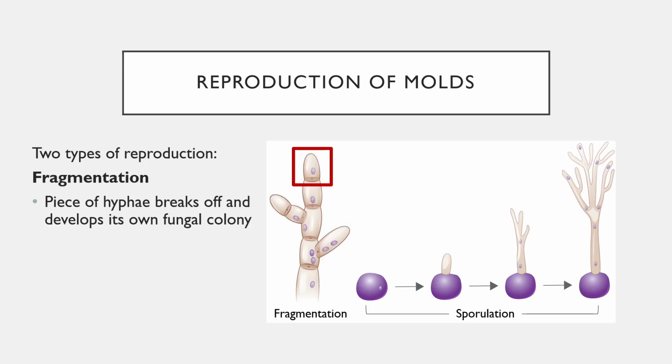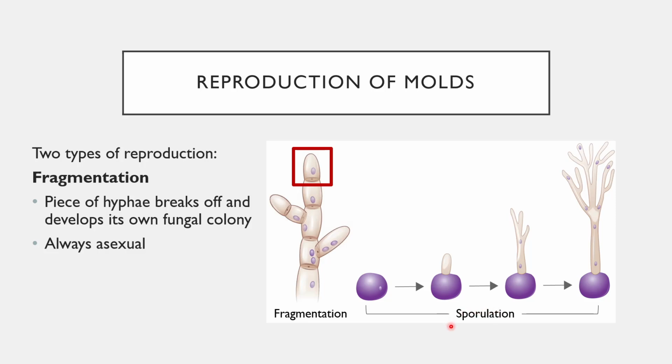However, this is an asexual mode of reproduction, and that's because there are not two partners involved that are bringing their genetic material to the table. Instead, this single piece, the singular cellular unit, is breaking off and then essentially developing a clone of the original mold.